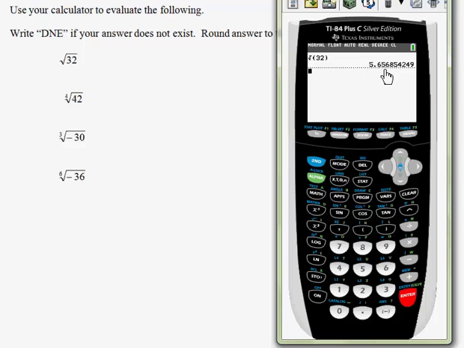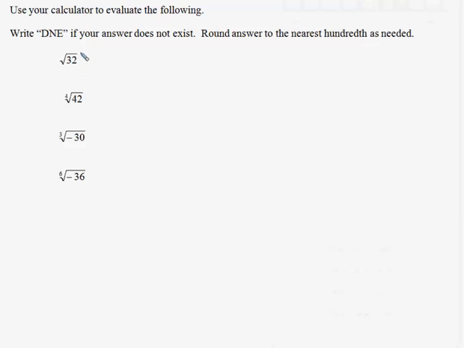So here is the hundredths place, the second decimal place. Since the number in the thousandths place is bigger or equal to 5, in fact it's a 6, it means we should round this number up. So 5.66 is what I'm going to say is my answer to the first question.